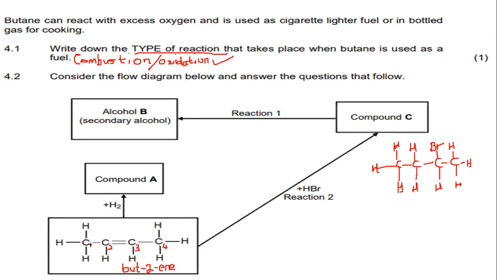So the number of carbons in the reactant is 1, 2, 3, 4. The number of carbons in the product, which is compound C, is 1, 2, 3, 4. The number of hydrogens is 1, 2, 3, 4, 5, 6, 7, 8, and 9 with that particular H. I check here in the product as well, it's 1, 2, 3, 4, 5, 6, 7, 8, 9. So the hydrogens are balanced. And then I go to the bromine atoms. I see that I have 1 bromine atom. I also have 1 bromine atom. So the reaction is also balanced.